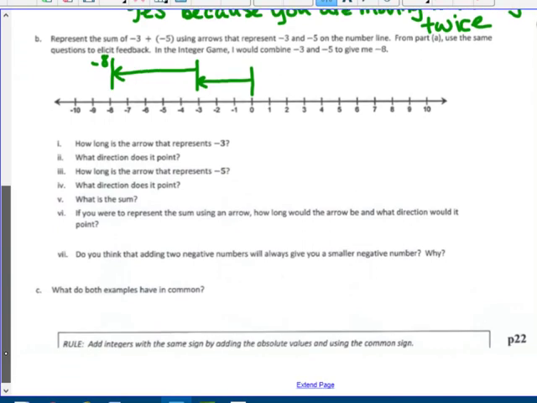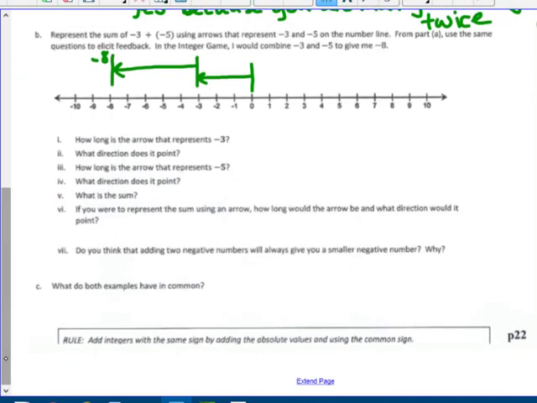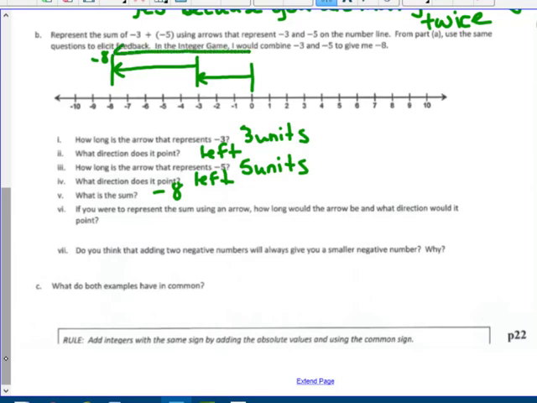How long is the arrow that represents -3? It's 3 units. What direction does it point? Left, because left is negative. How long is the arrow that represents -5? 5 units. What direction does it point? Left. What is their sum? -8. If you were to represent the sum using an arrow, all the way down there, how long would that arrow be? 8 units. In what direction would it point?